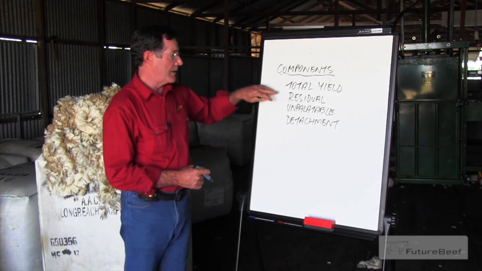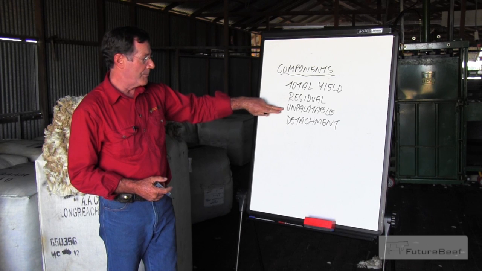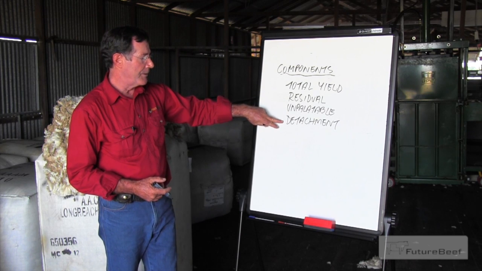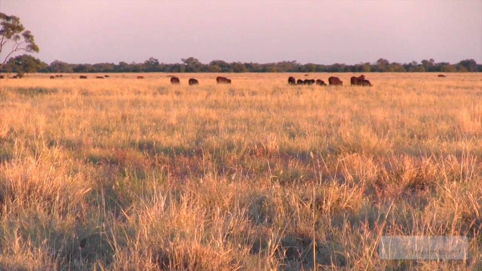And what we do is take total yield, subtract the residual, subtract the unpalatable, the detachment, and what's left is the pasture available for stock to graze.